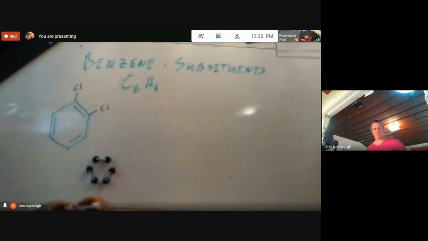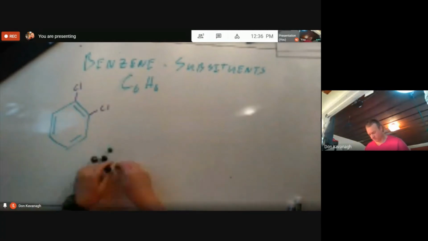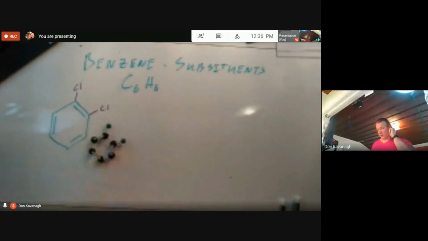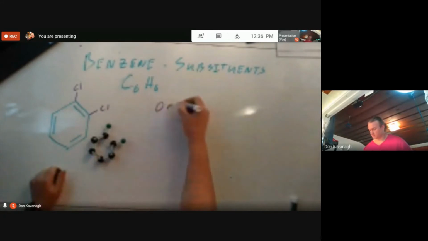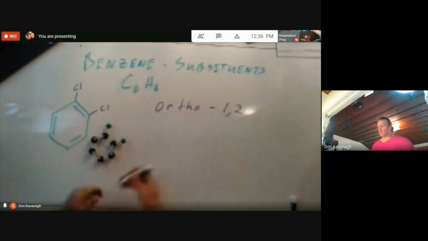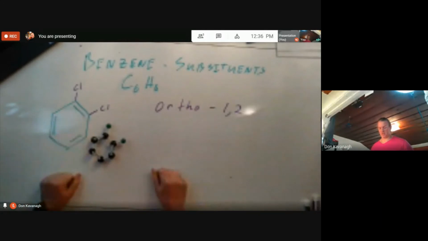this arrangement where we have 2 chlorines on the benzene ring, where they are right next to each other. You could call this ortho or 1,2. Ortho meaning they're right next to each other, and 1,2 being right next to each other right there.